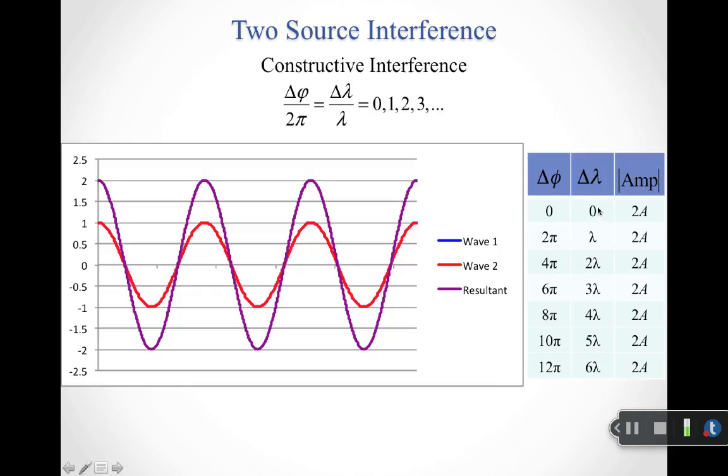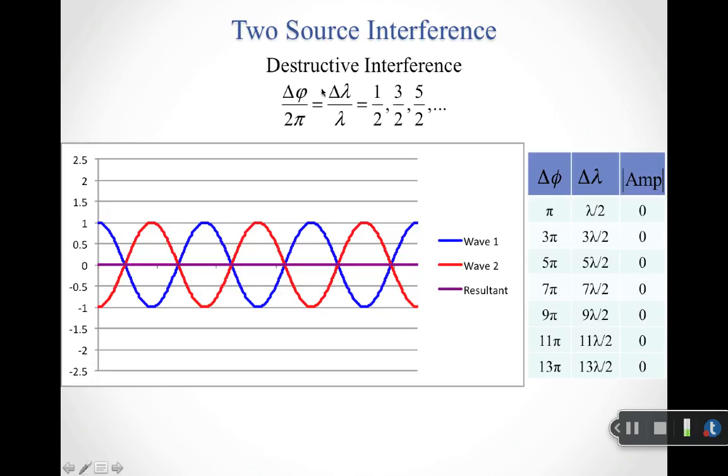Or path differences that are, again, 0, they travel the same distance, or one of them travels 1 wavelength longer, or one of them travels 2 wavelengths longer, or 3 wavelengths, or 4 wavelengths. So these are path differences that will give me constructive interference. And again, when I have constructive interference, what that means is the amplitude of my resultant wave is twice the amplitude of my initial wave. So this is a situation where I have constructive interference.